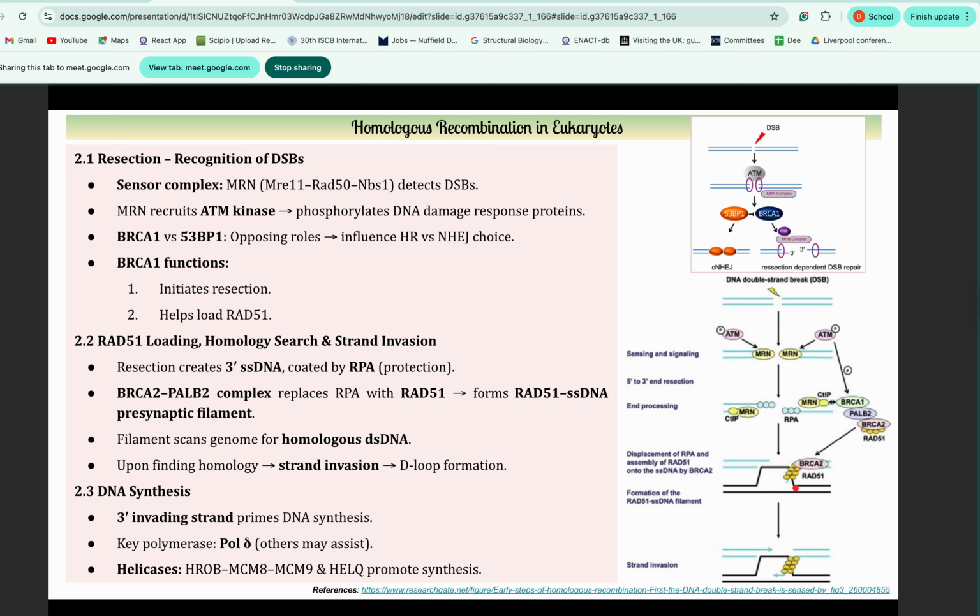So after this D loop has been formed, the complementary strand needs to be synthesized, which will be done by DNA polymerase delta. The helicases which will come are HROB, MCM8, MCM9 and HELQ, which will promote this synthesis, because we know that during DNA synthesis we require the unwinding of double stranded DNA. So this unwinding of the sister chromatid, which has been used as a template, requires these helicases.